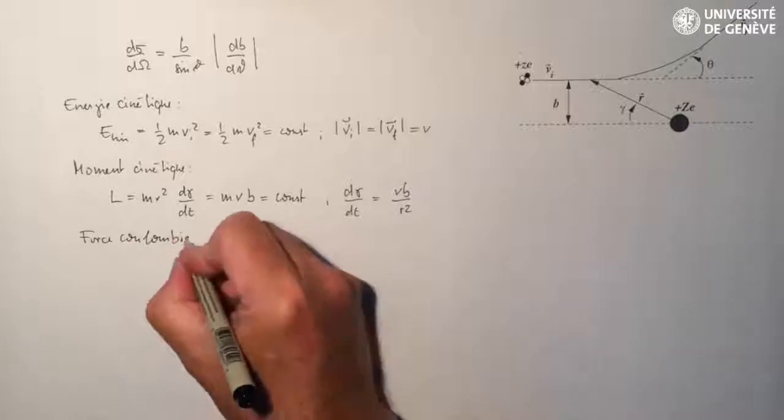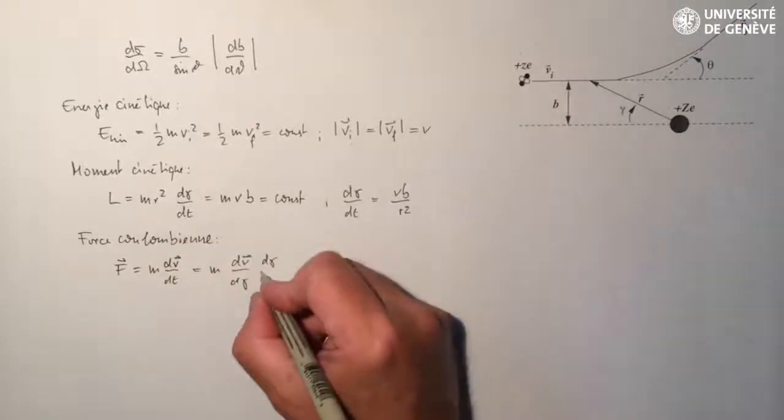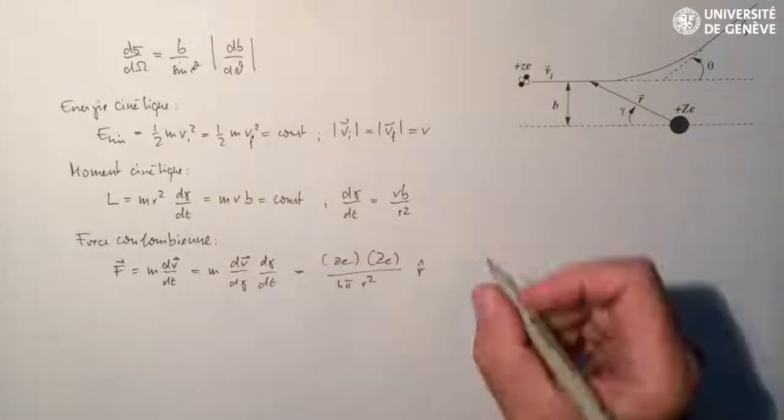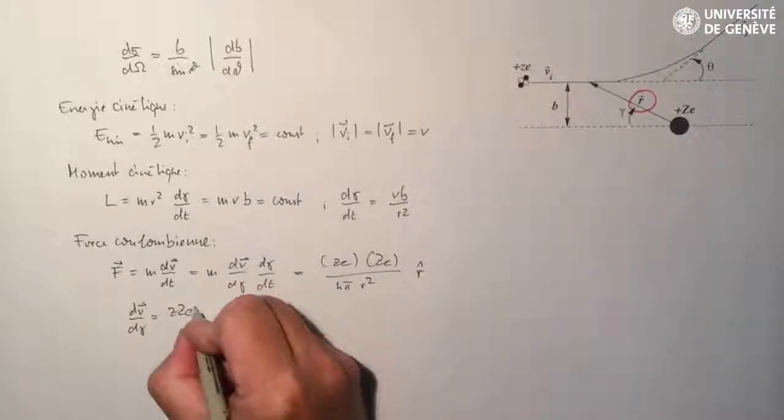This serves to express the Coulomb force, which is just the product of the two charges divided by 4 pi r squared times a unit vector which connects the projectile and the target, in terms of what we know, that is to say, the projectile velocity and the impact parameter.